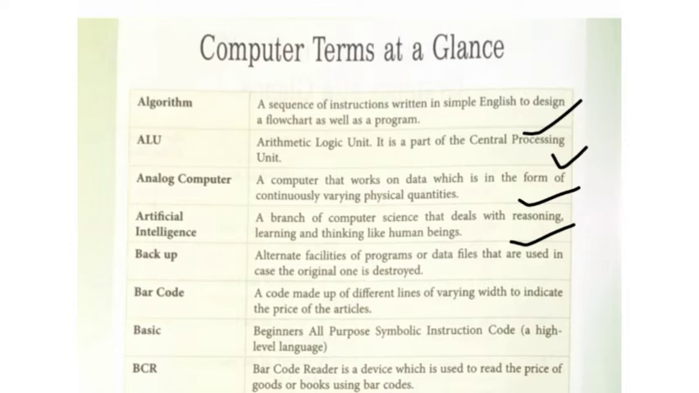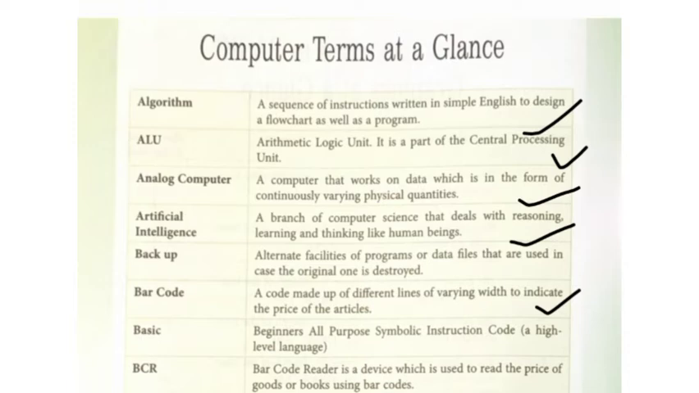Next is a barcode. A code made up of different lines of varying width to indicate the price of the article. Nowadays, you can find in every product there is a barcode, and that barcode reveals price, manufacturing details, and many more things about that thing. So, barcode is a combination of thick and thin lines which contain some digital information. When you scan it with the barcode scanner, you will get the information hidden inside it.